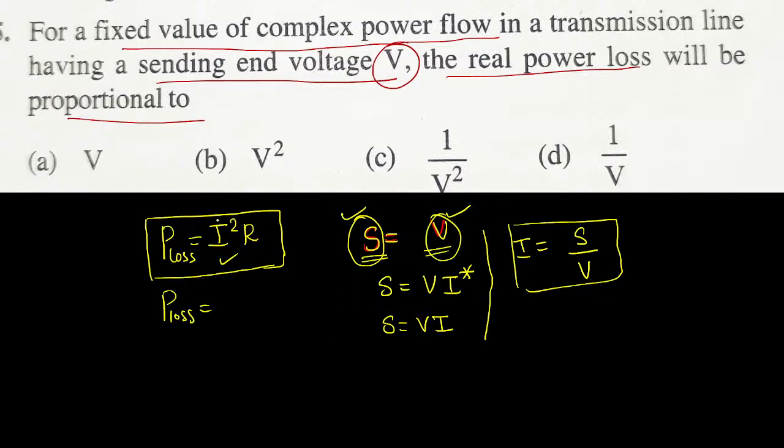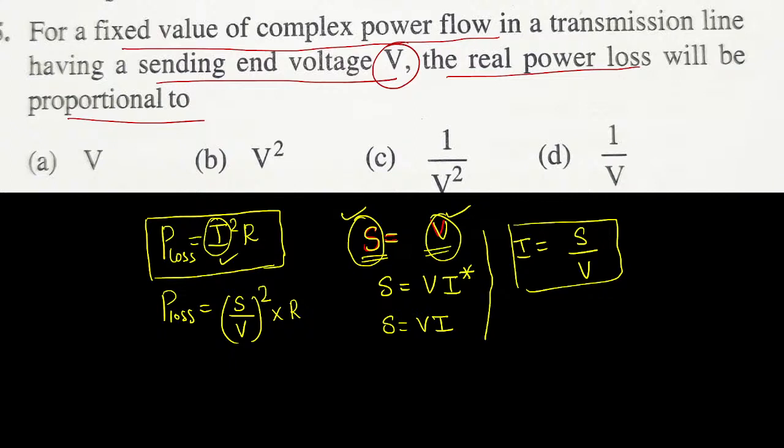Now we can write the current in terms of complex power and voltage. How to write it? Losses can be written as S divided by V, whole square, into R. Any mistakes in my calculation, sir? No, there are no mistakes in our calculation. We have done everything as per the given representation. Okay sir, so from this how can you write this expression? If I substitute current I by S by V, you will get S square divided by V square. Is there any doubt so far? No sir, there is no point of having doubt.